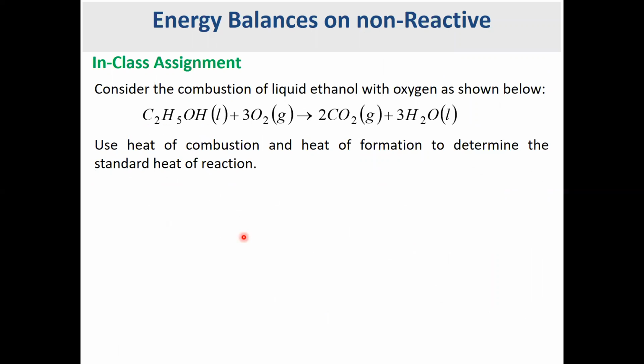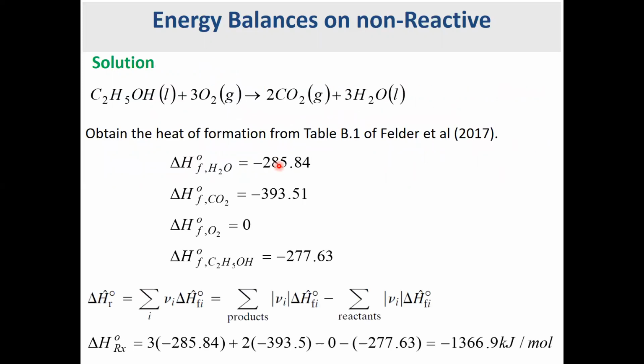Now let's practice what we learned in some examples. We have this reaction, and we know oxygen is involved, so it is a combustion reaction. We can use heat of combustion and heat of formation to determine the standard heat of reaction, so we want to compare both methods. First of all, we have this reaction. We refer to table B1 and read the standard heat of formation of all the components involved in our reaction.